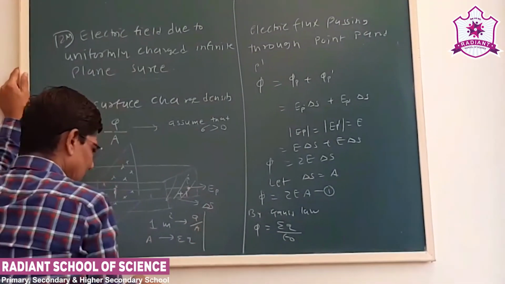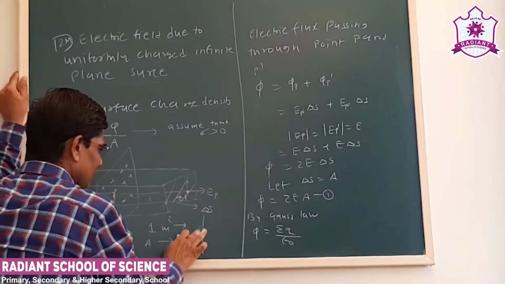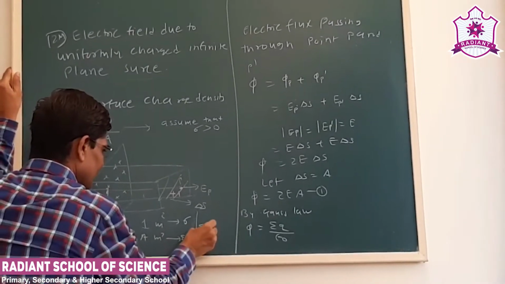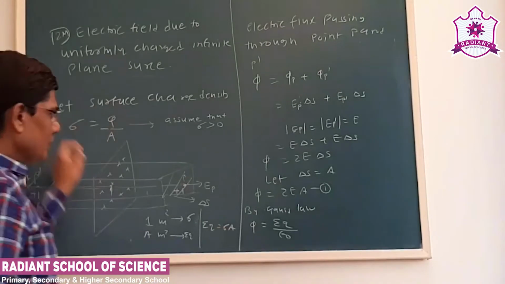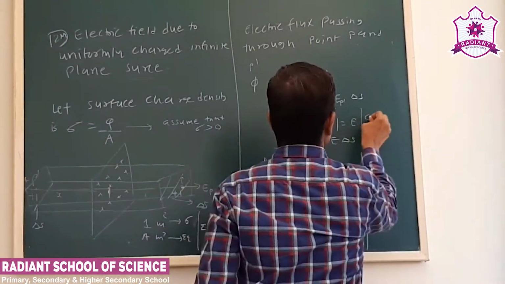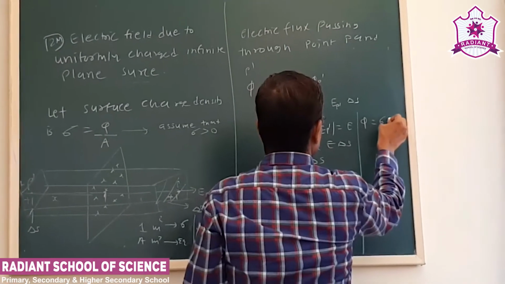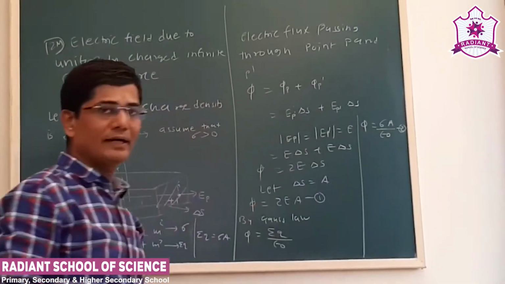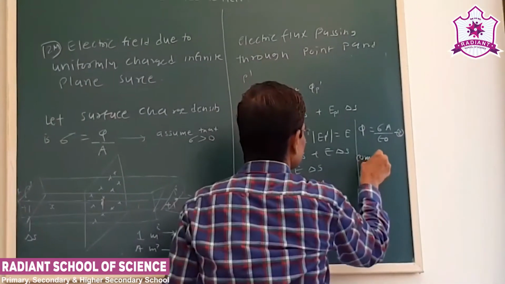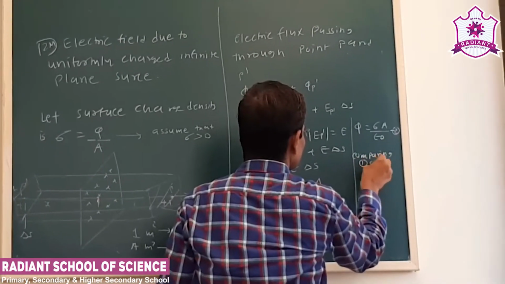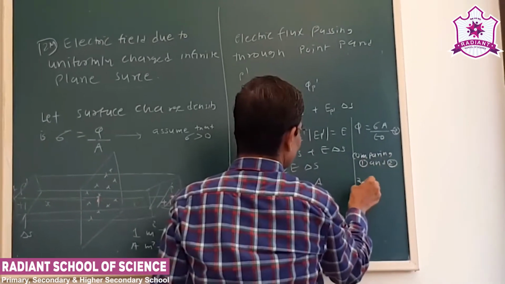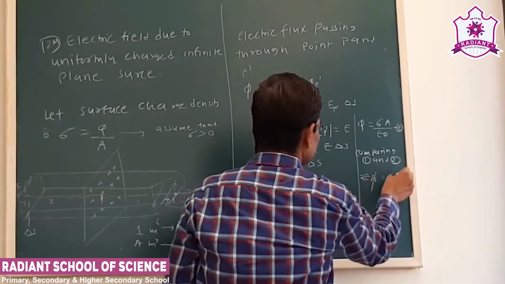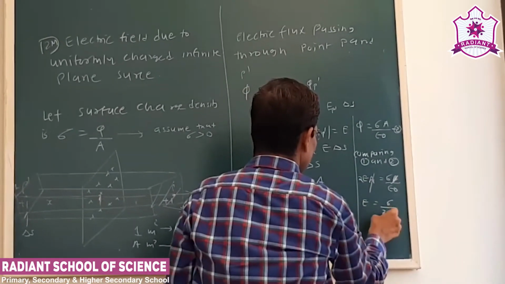In 1 meter square the charge is sigma. So in an area A, the total charge sigma q is sigma into A. Now we can substitute this value of flux. Now we compare equation 1 and 2. So 2EA will be equal to sigma A upon epsilon 0. So E is equal to sigma upon epsilon 0.